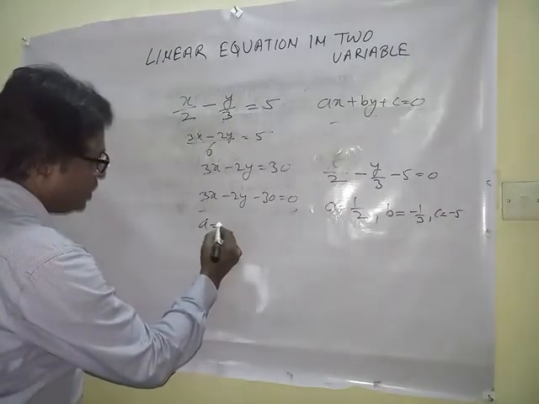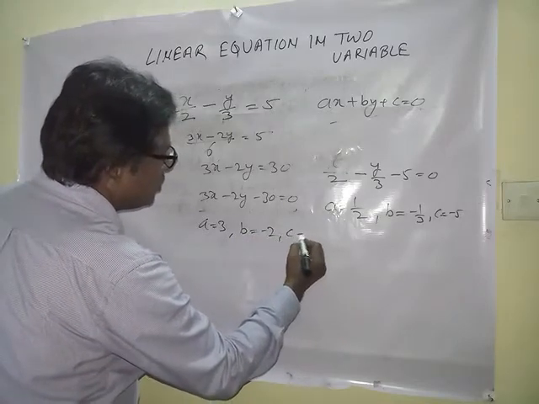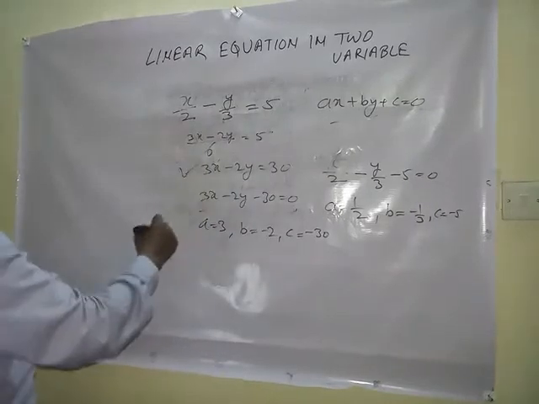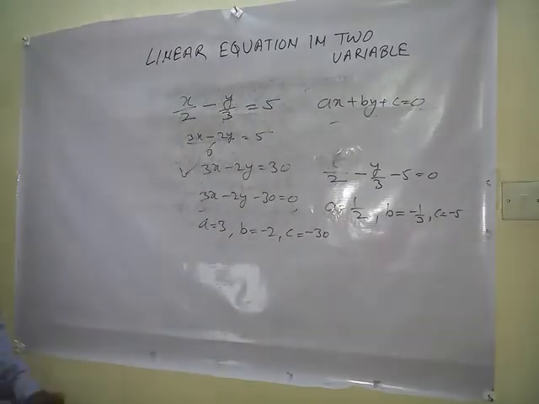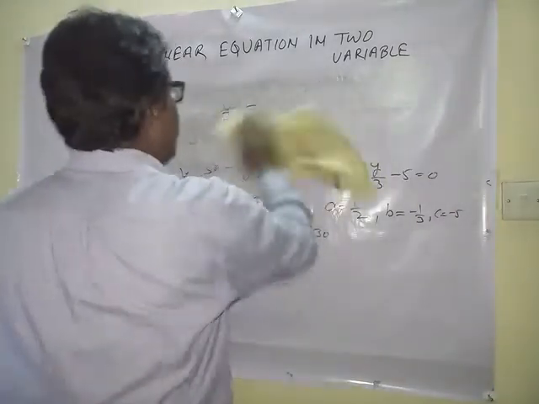Here the value of a is equal to 3, the value of b is equal to minus 2, and the value of c is equal to minus 30. But if you do it with this approach, you will get the full marks. So don't take the shortcut, at least in the exams.